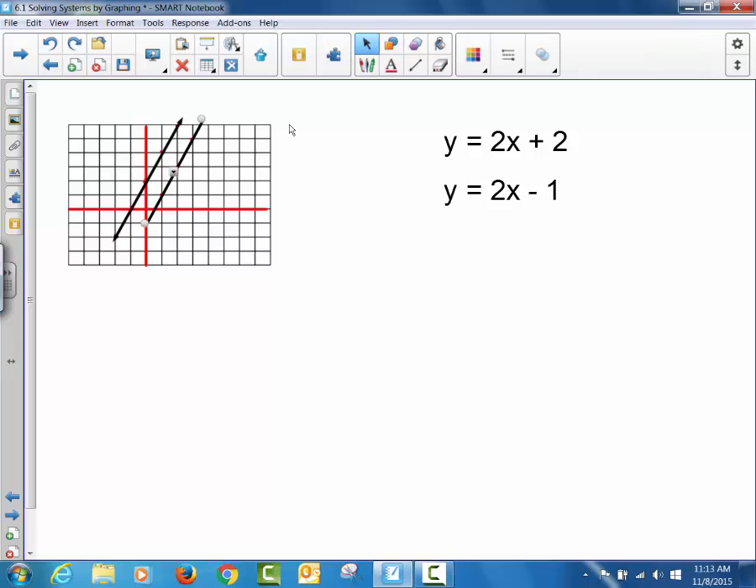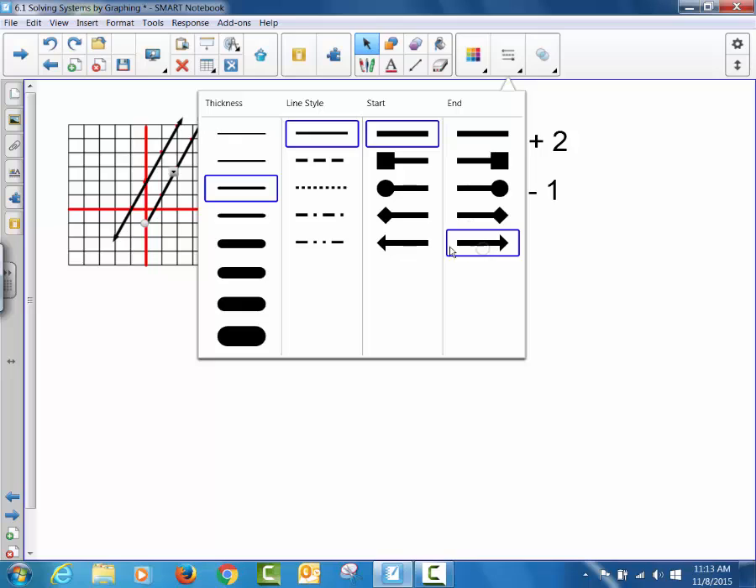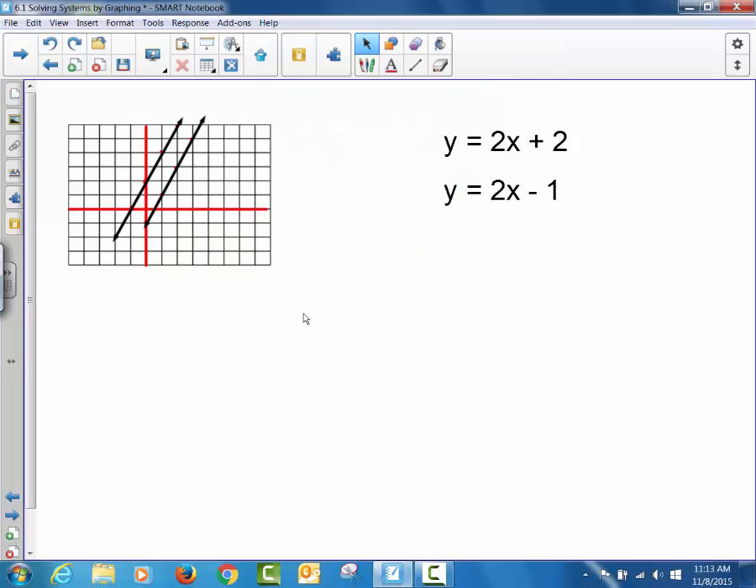And what do you see that we have? Yes, we have parallel lines, and parallel lines never intersect. So since they never intersect, that means that we have no solution.